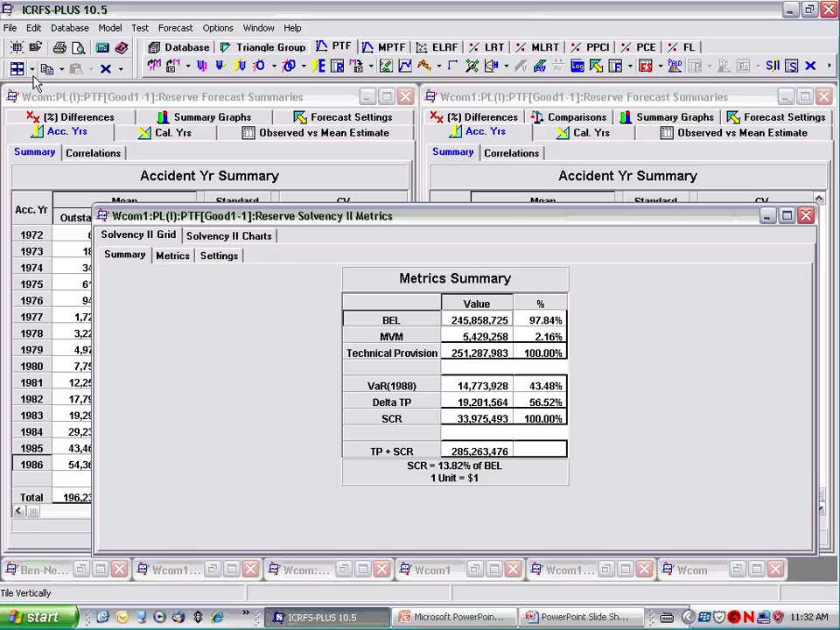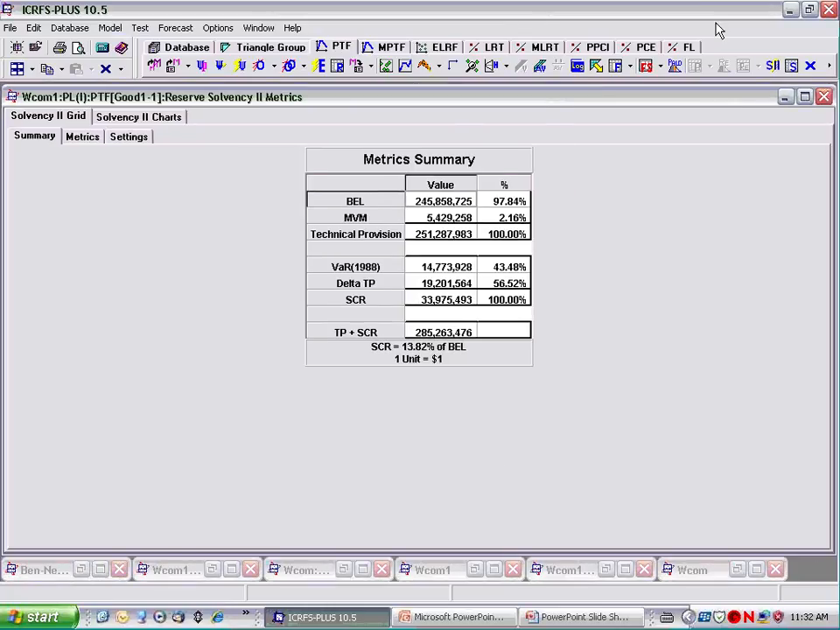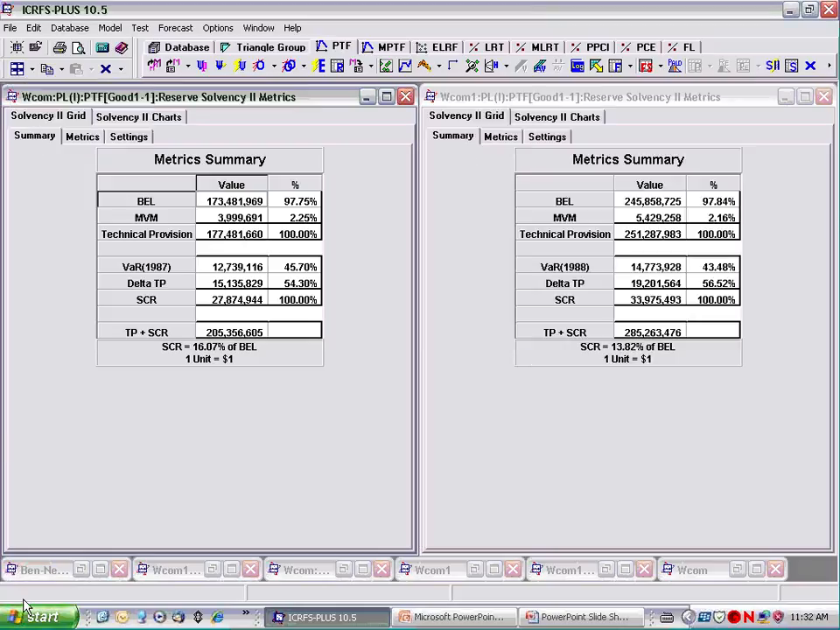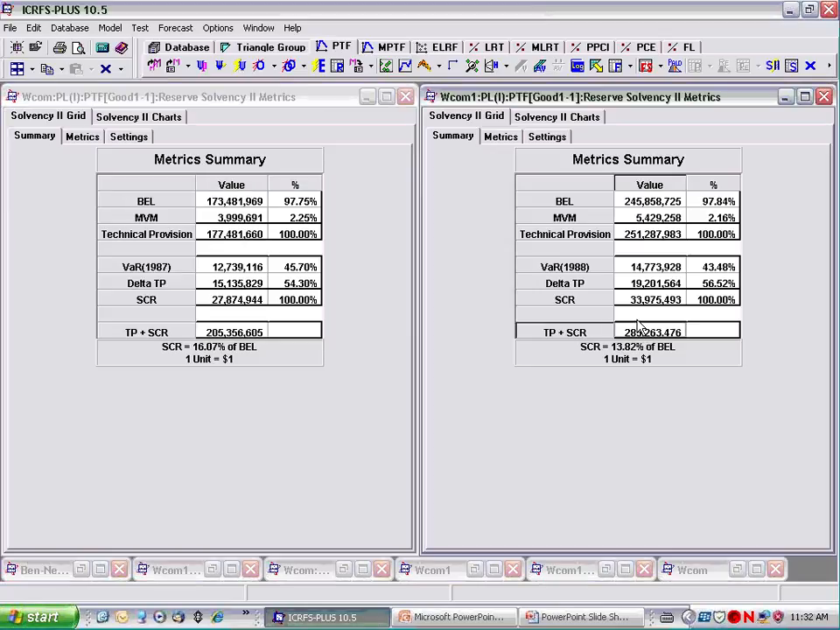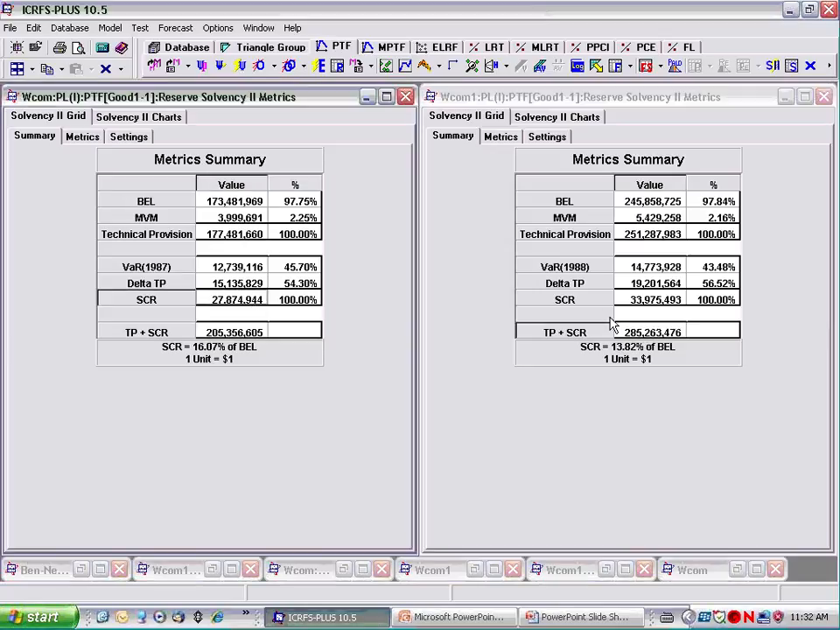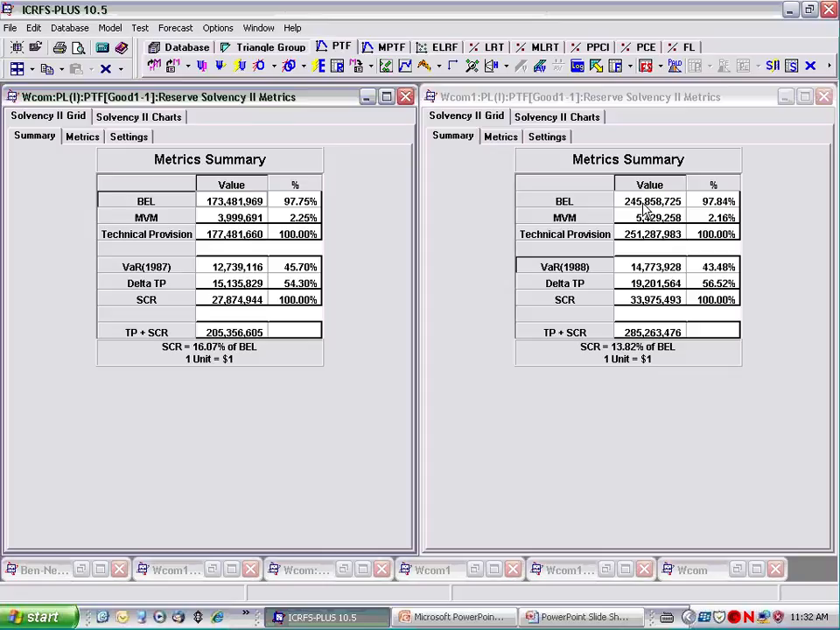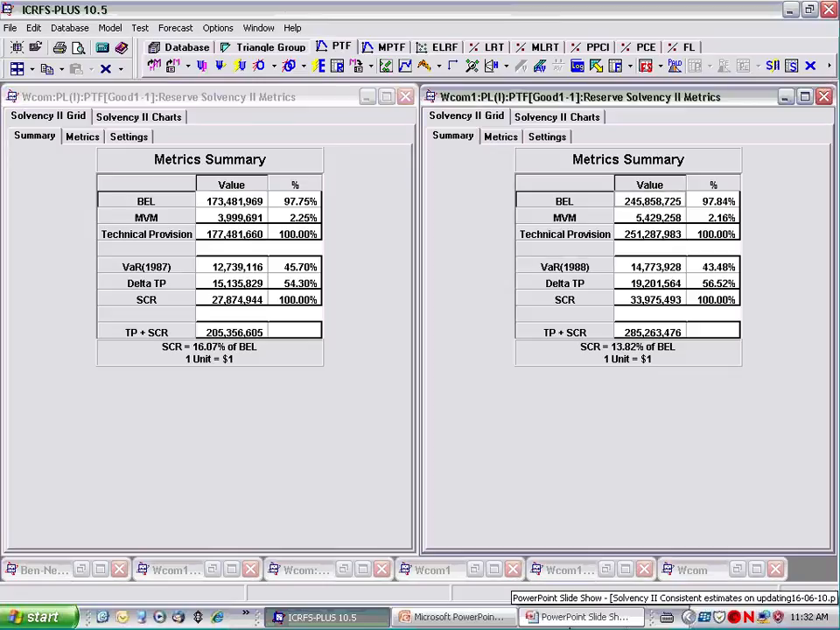So now if you compare the statistics, let's look at both. You'll see that now your total of TP plus SCR is 285, you need much more money. Your SCR has jumped from 27 million to 33 million, your VAR has gone up, your mean value has gone up from 173 million to 245, that's much higher, because your assumption now is inconsistent.